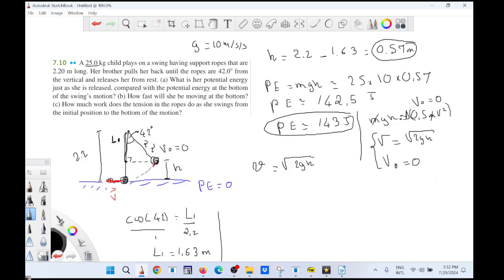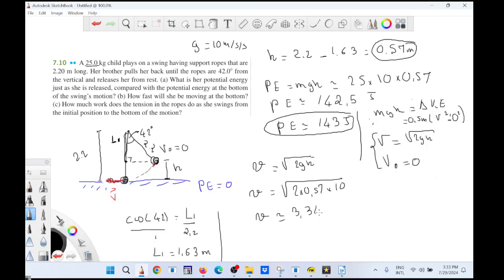Okay, so to make it clear here, I should have written that it's the change in potential energy, so mgh equals the change in kinetic energy, which is 0.5 times the final speed squared minus initial speed squared. And if you do that, you get the square root of 2 times 0.57 times 10. So final velocity is about 3.34 meters per second.